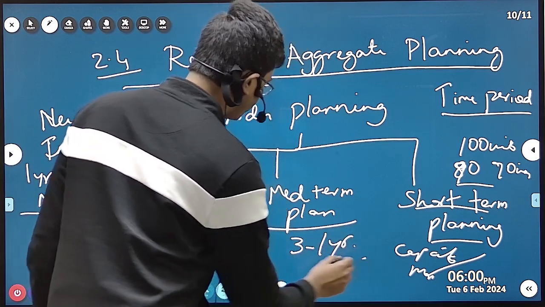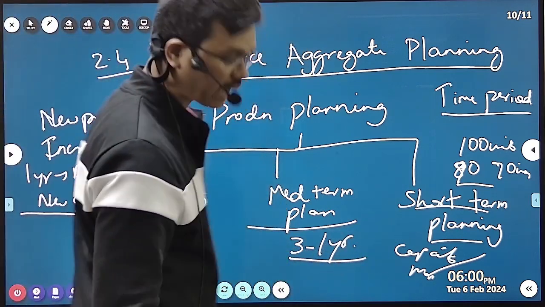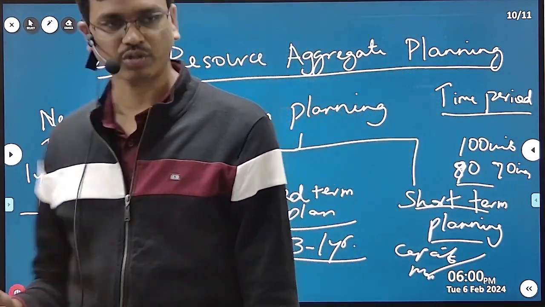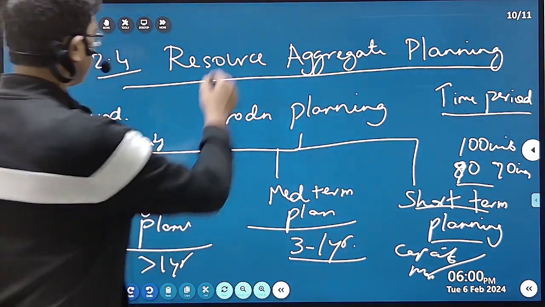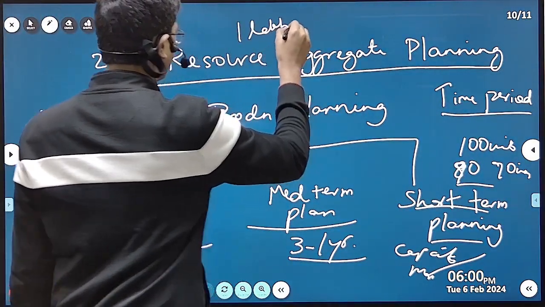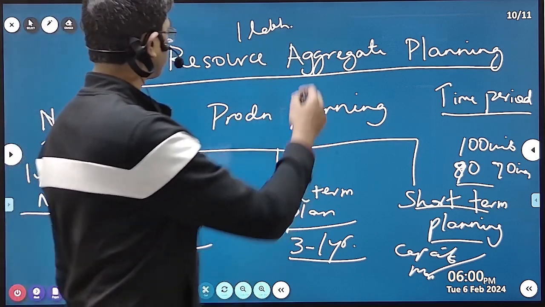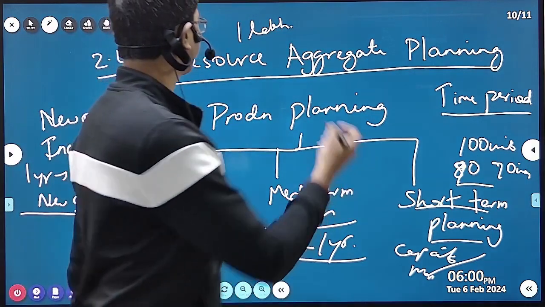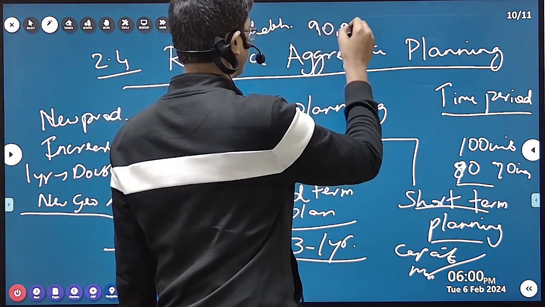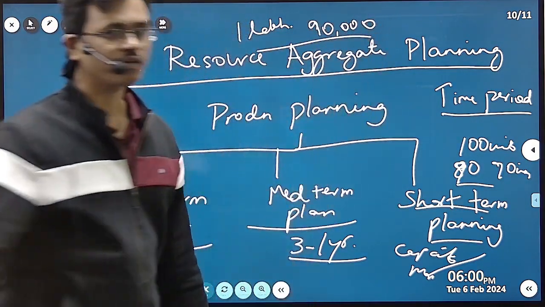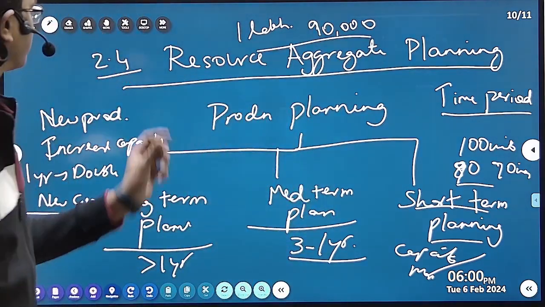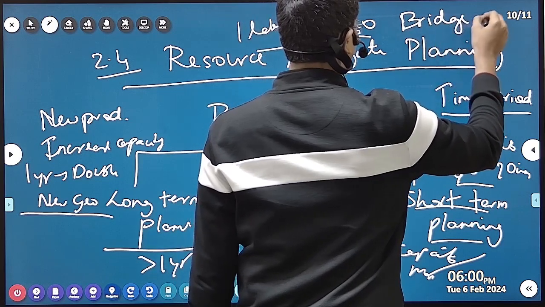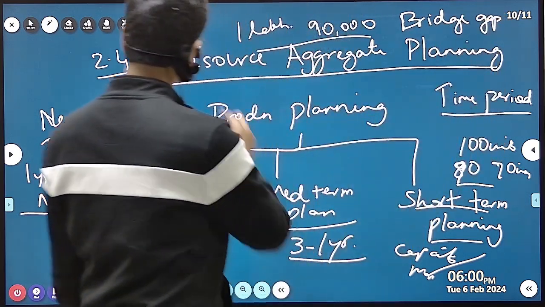Okay. So medium-term planning will say, suppose the annual demand, which we have been talking about, the annual forecast. Suppose we have to deliver 1 lakh units this year. Now we have a capacity, with the current workflow and the current manpower, of probably only 90,000. Right. So in medium-term planning, we will look at the possible methods to bridge this gap. This is called resource aggregate planning.